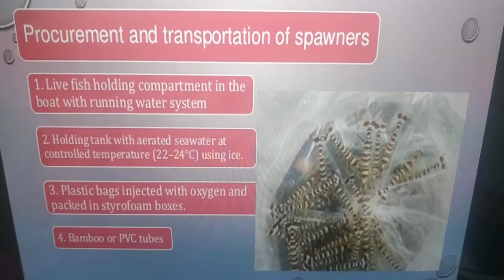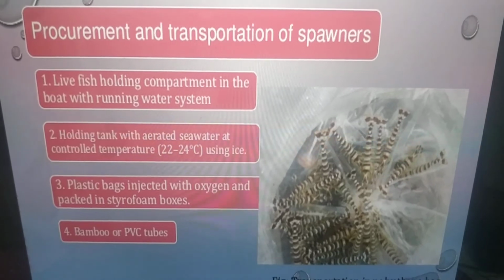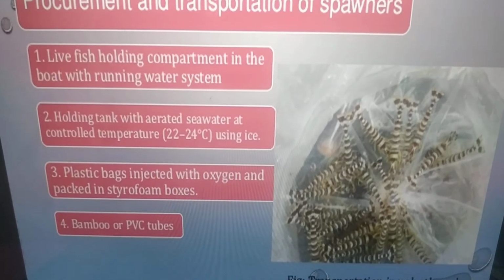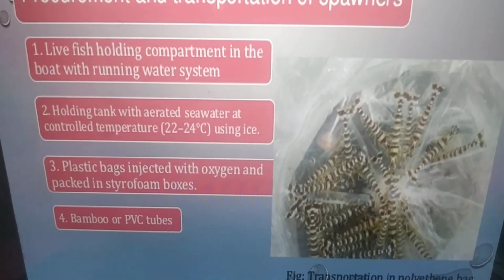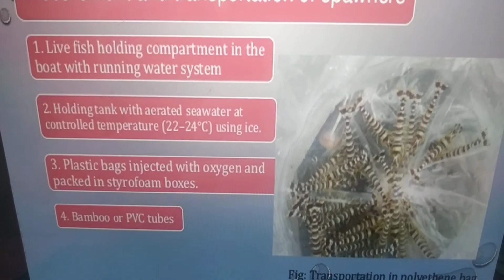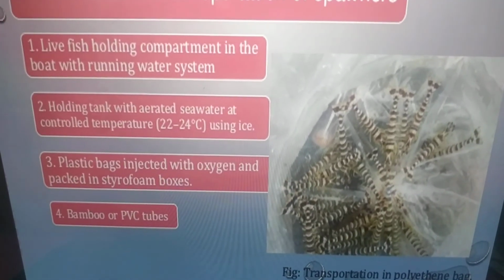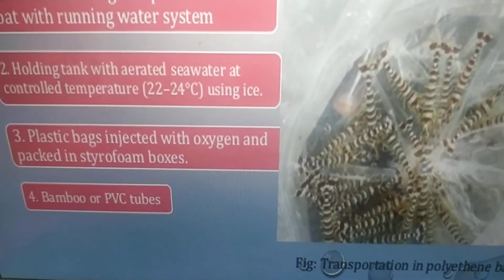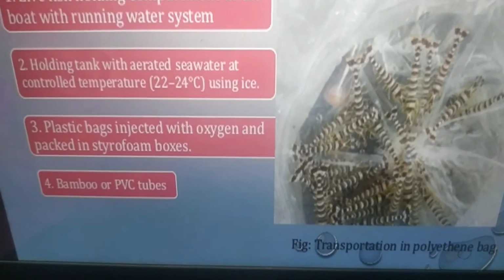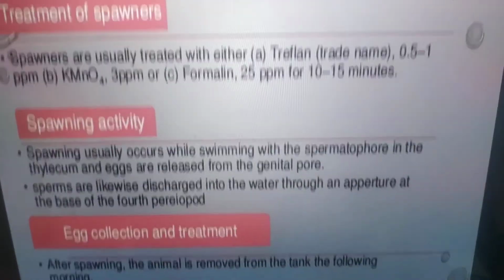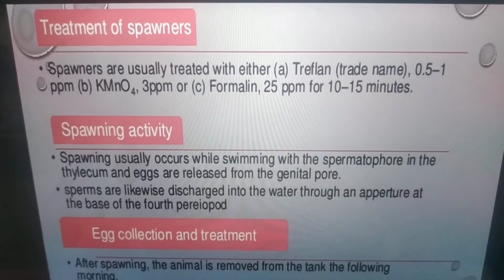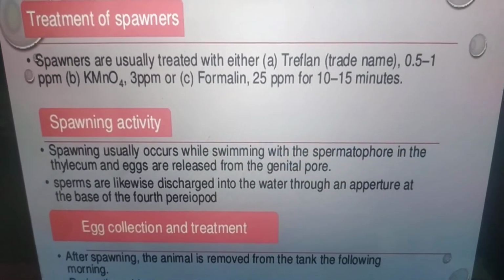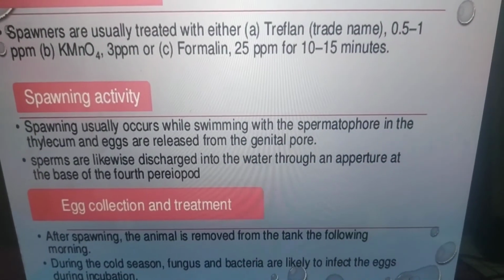Procurement and transportation of spawners. Live holding compartment in the boat with running water system. Holding tank with aerated seawater at a controlled temperature of 20 to 24 degrees C using ice. Plastic bags injected with oxygen and packed in styrofoam boxes. Bamboo or PVC tubes are used to transport. Treatment of spawners. Spawners are usually treated with either Treflan, potassium permanganate or formalin for 10 to 15 minutes.